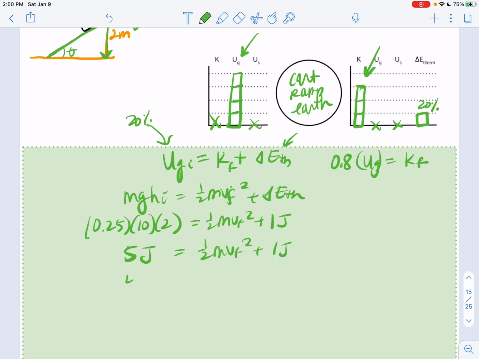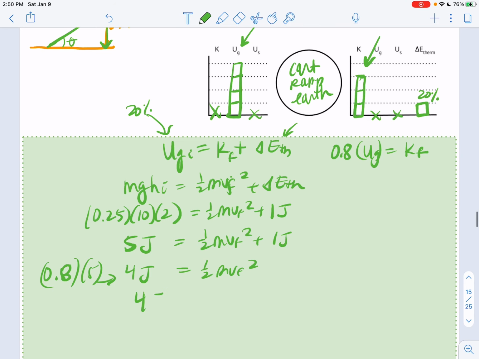So you see if I subtract this over 4 joules over here, that would have been the same as doing 0.8 of the original over there. So that's fine. 4 joules is 1/2 times 0.25 times v final squared, and then I'm sure you can crank this math out. v final squared equals 32, so v equals radical 32, which is 5.7 meters per second.